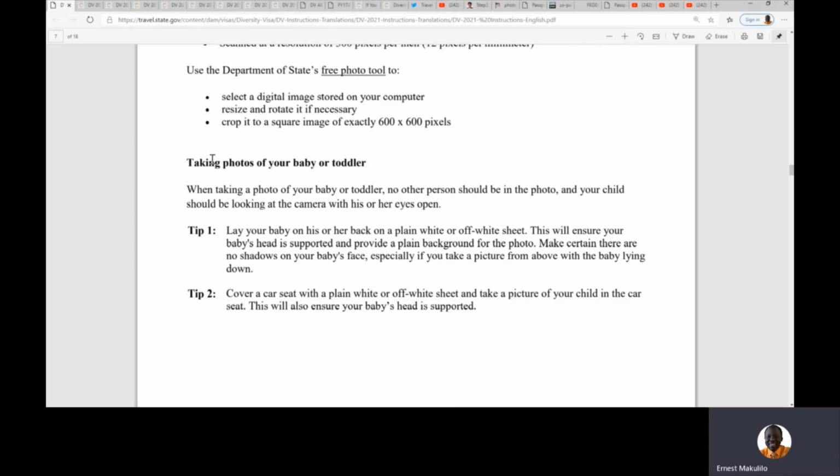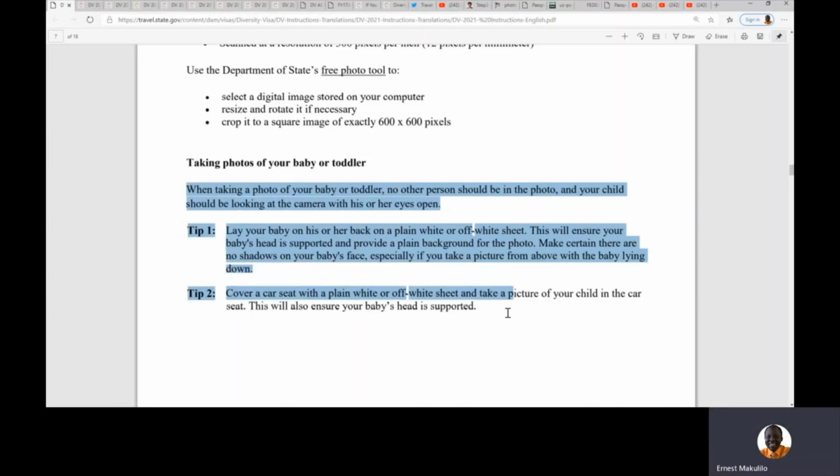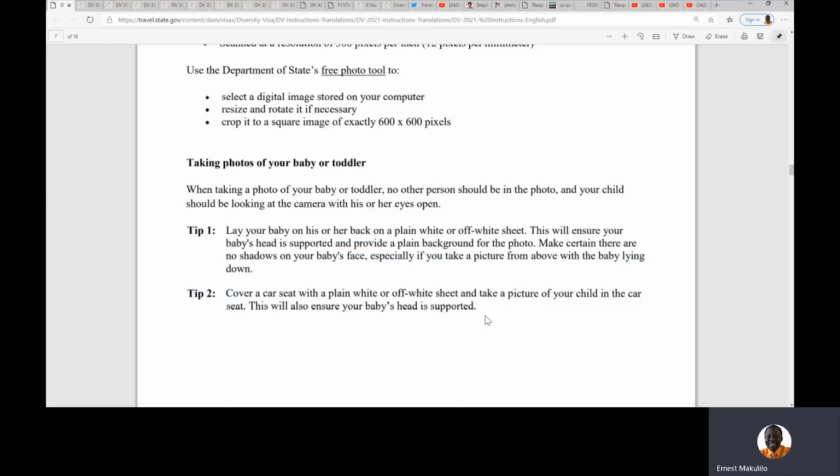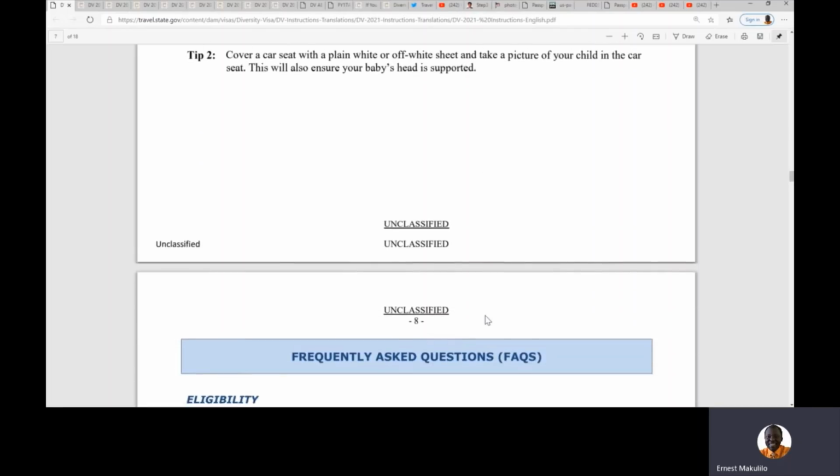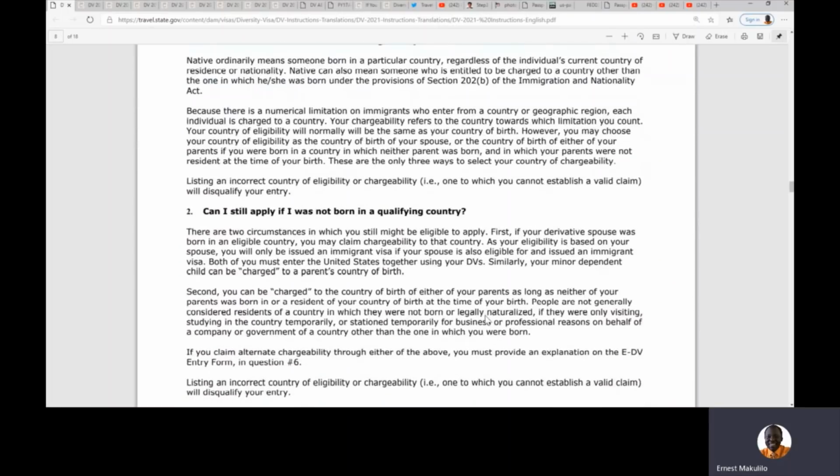How to take the picture of the baby or toddler. If you have a child, even if the child is 1 year old or if the child is 1 day old, it must be included. This is how you can do it. I'll put this link in the description of this video. You can follow the instructions. So even if the child is 1 day old, you must be able to do that.